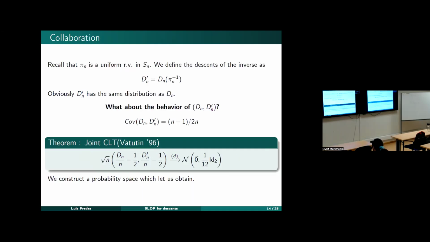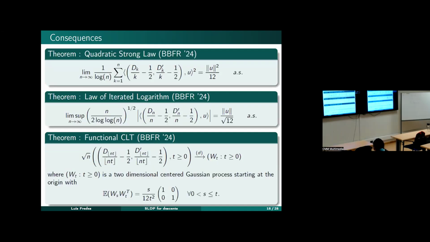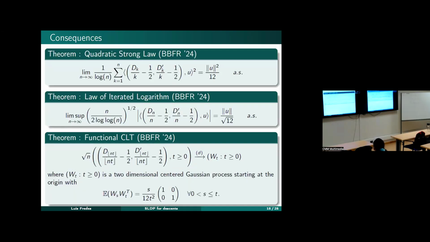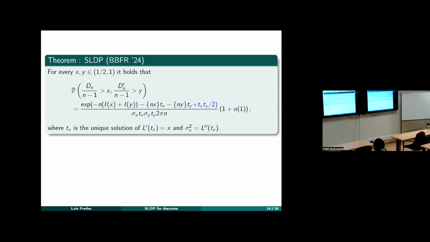So the probability space lets us prove the generalization of the one-dimensional versions: quadratic variation, law of the iterated logarithm, functional CLT, and obviously the one with the marginal still recovers the Bercu theorem. And sharp large deviation principles. So here it's for the Brownian motion.